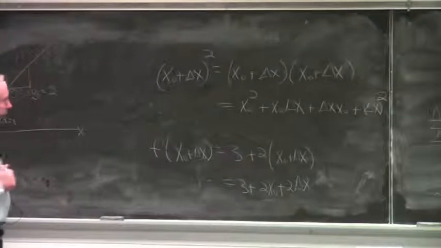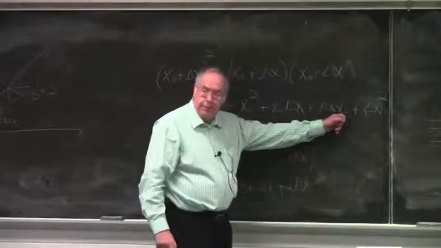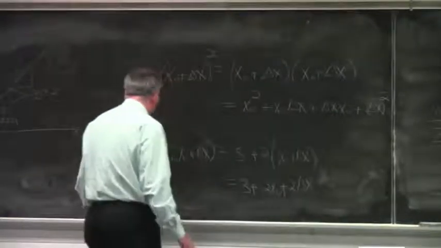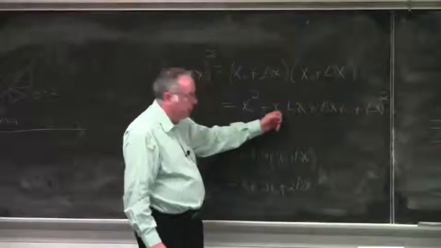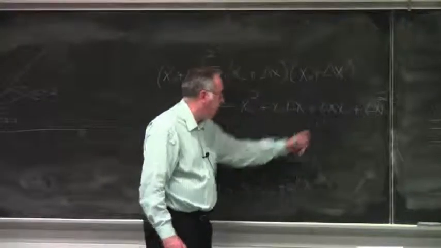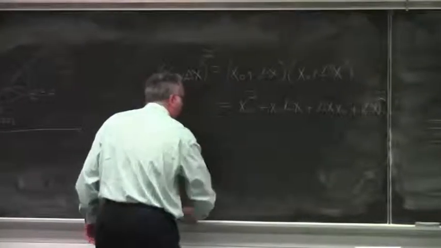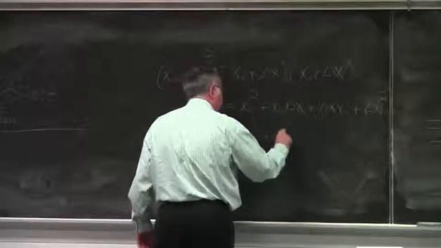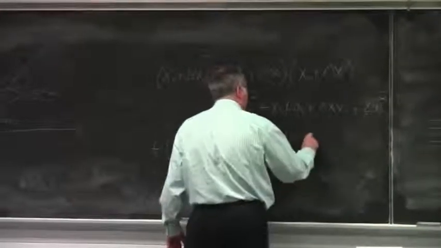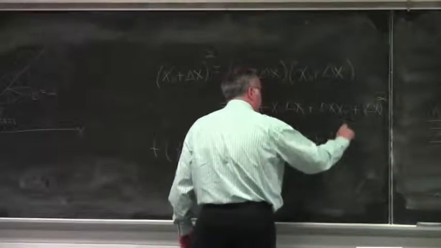Okay. Now these two terms are the same. These are just scalars, so the commutative law of multiplication holds. So these two things are the same. So this reduces to x sub 0 squared plus 2 x sub 0 delta x plus delta x squared. Okay.